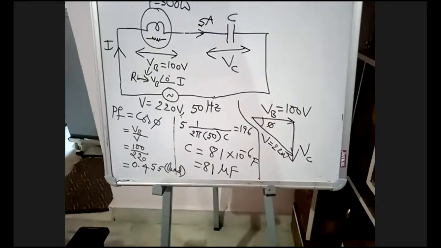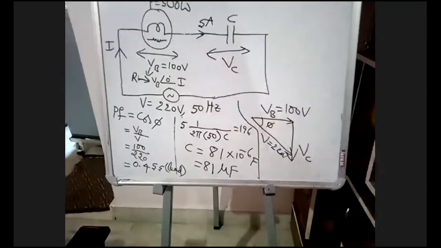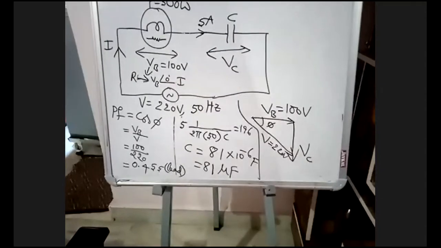So if you connect 81 microfarad in series, the bulb will glow brightly. That is the conclusion. Your conclusion is, if 81 microfarad is connected in series with the bulb, it will glow very brightly.